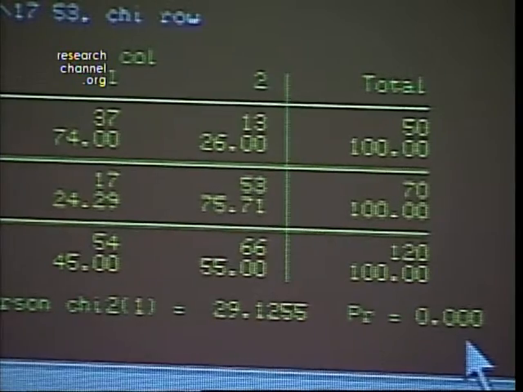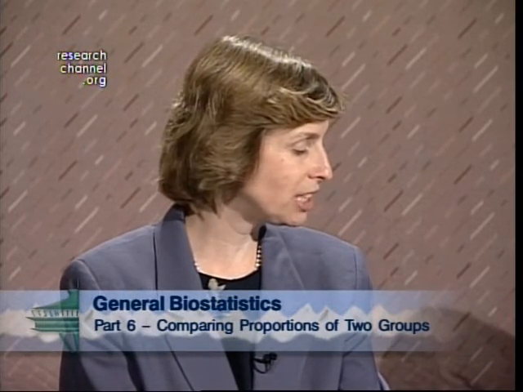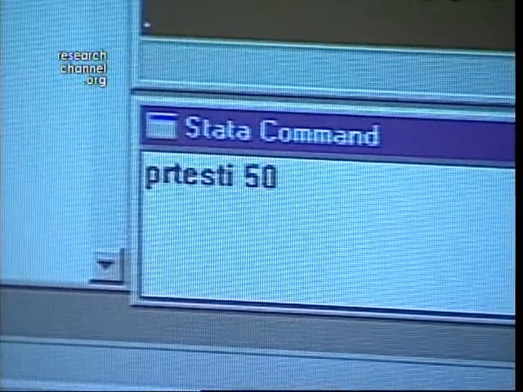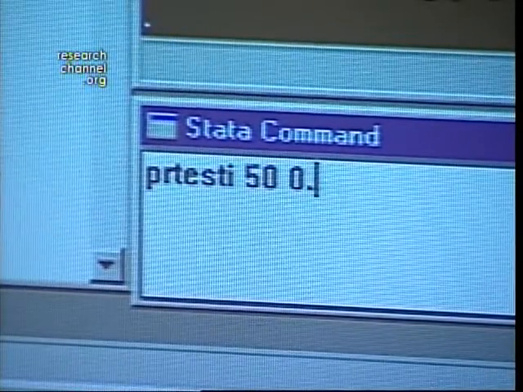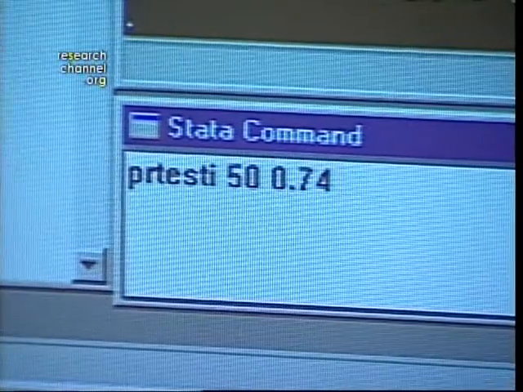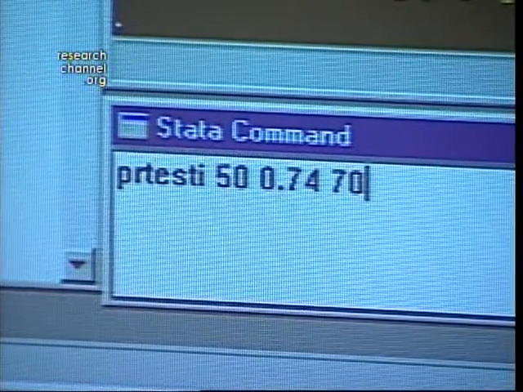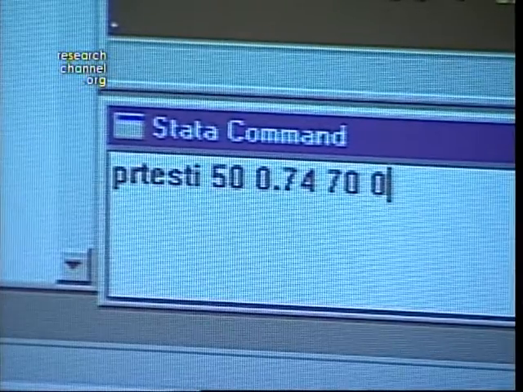Now, some of you have said, well, the chi-square test is one way. There is another way to do a z-test with proportions. Just as we had a difference in means with 2 groups, we can look at a difference of proportions with 2 groups. And in Stata, we would use something called proportion test, PR test, again, immediate. So I'll tell it that I had 50 in treatment A, and the response proportion was 0.74. And then there were how many in treatment B? 70, remember, with a response of 0.24.